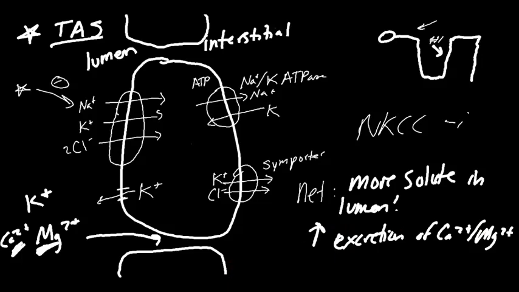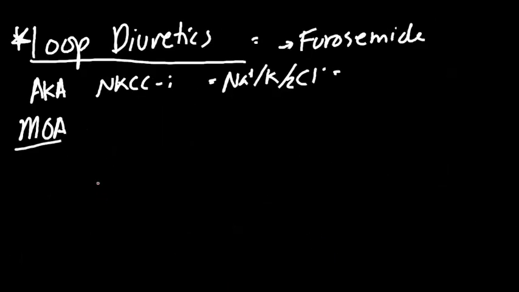Okay, so why do we use loop diuretics? What are some of the uses? Well, it's going to be a diuretic. I mean, it's in the name, diuretic. Everything that we're talking about is going to be used as a diuretic. However, you're going to use loop diuretics as a mainstay, not as the number one option in the United States, at least.